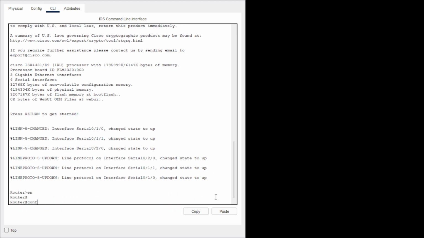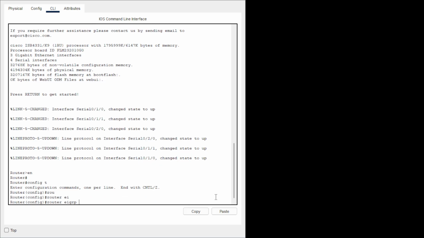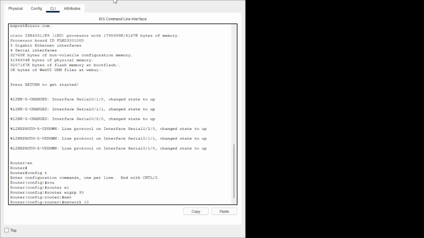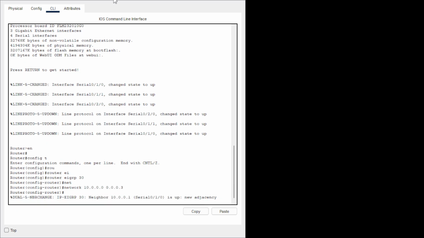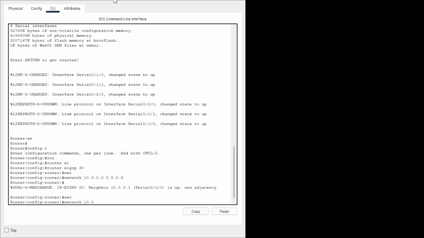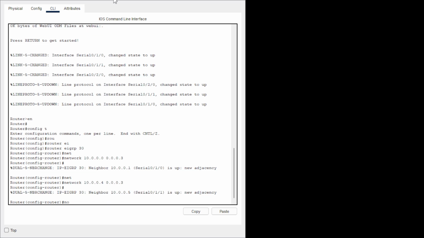Now config t, router EIGRP ASN number 30. The networks connected are 10.0.0.0 0.0.0.3, and the network 10.0.0.4 0.0.0.3, no auto summary.